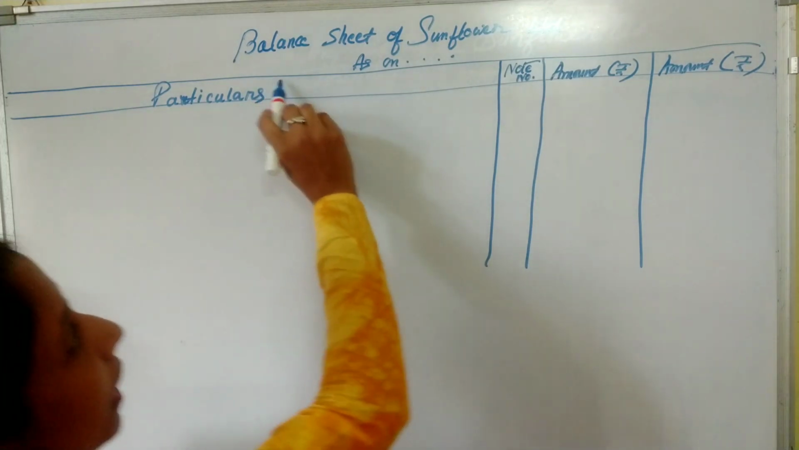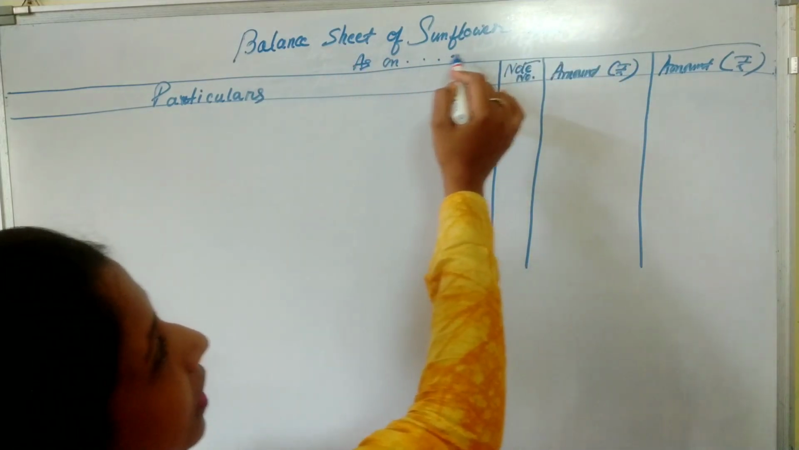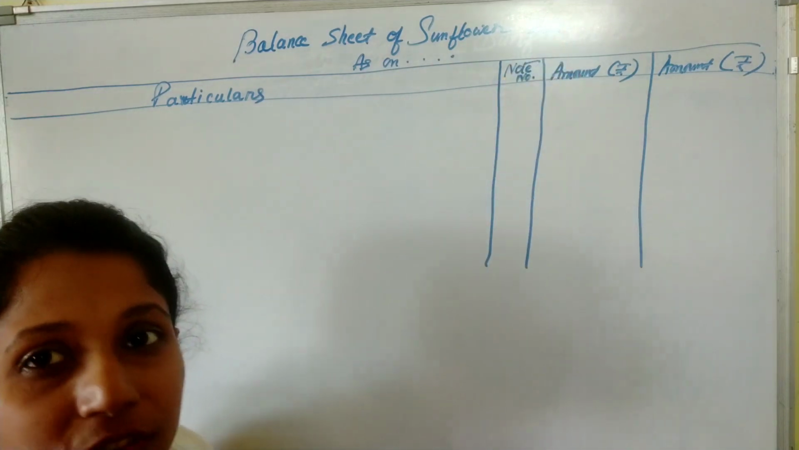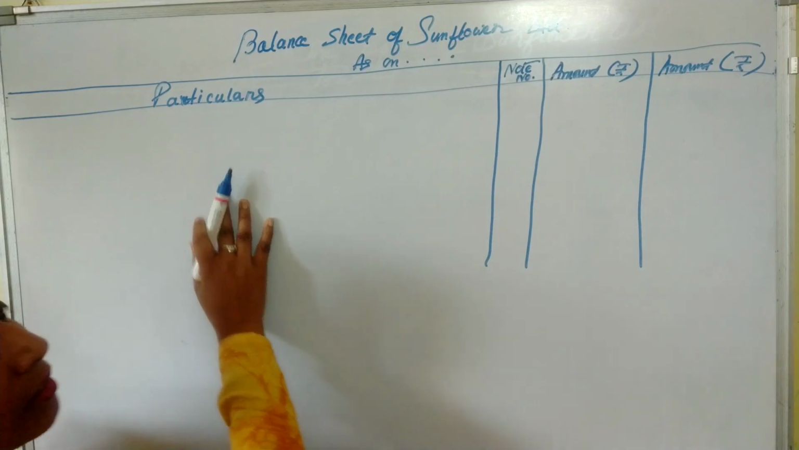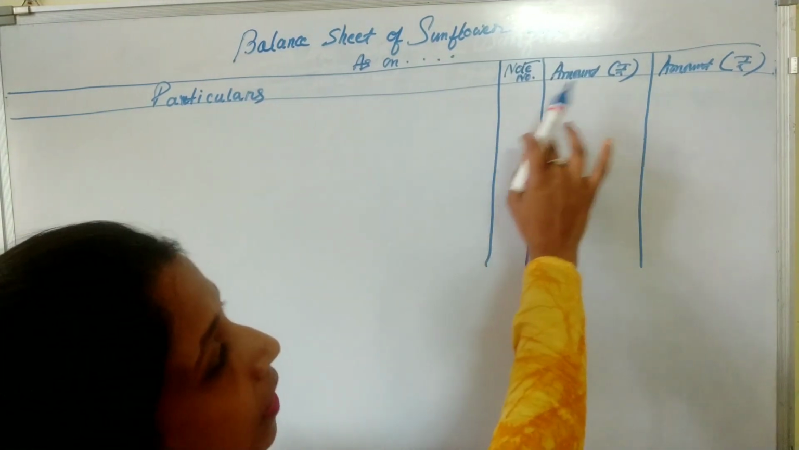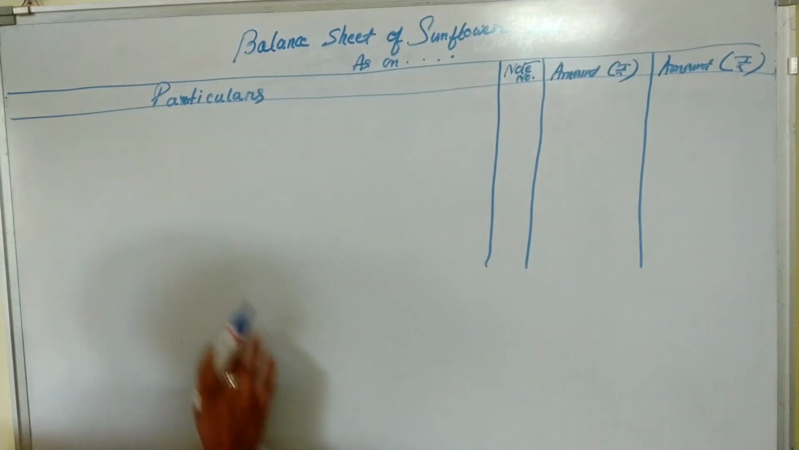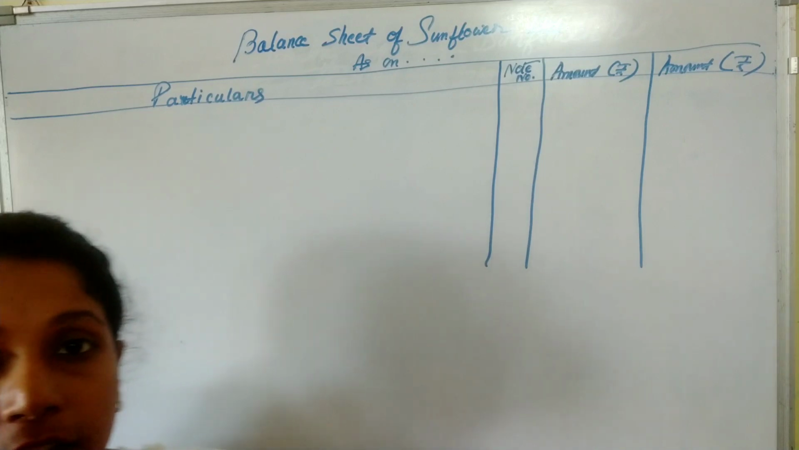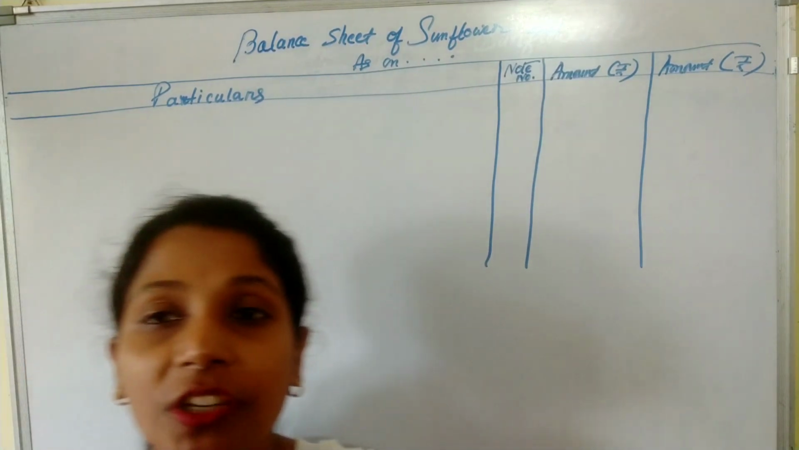At the top we will write the balance sheet of the name of the company, Sunflower Limited, and below, as on. Here the date is not mentioned in the question, so I put a dot. If it is mentioned in the question, then please write the date here. The first column is the particulars, then the note number and amount, and the last column is also the amount.